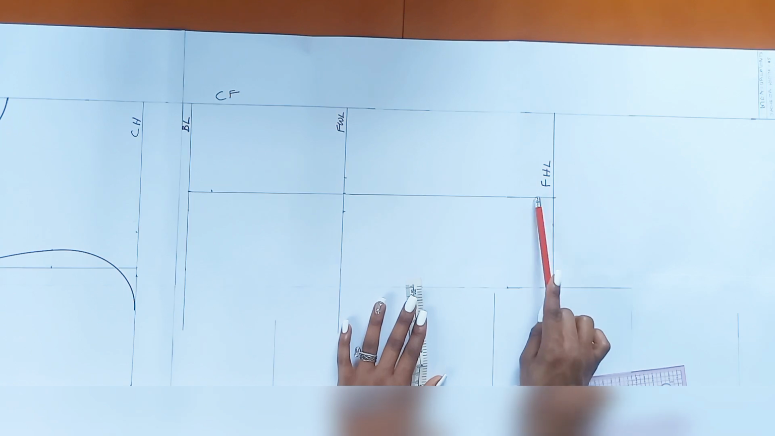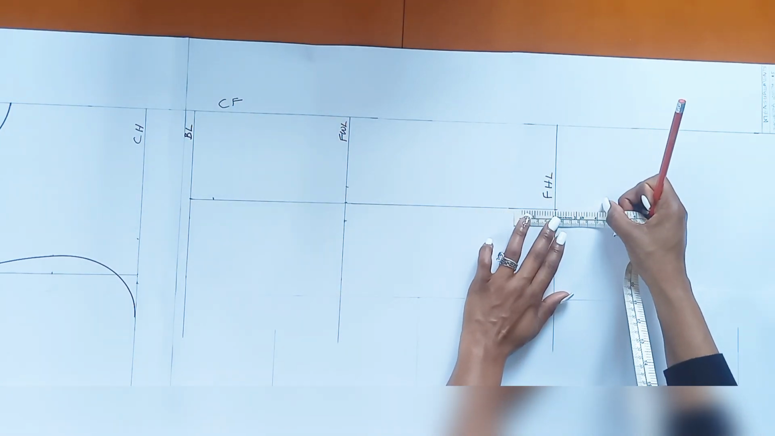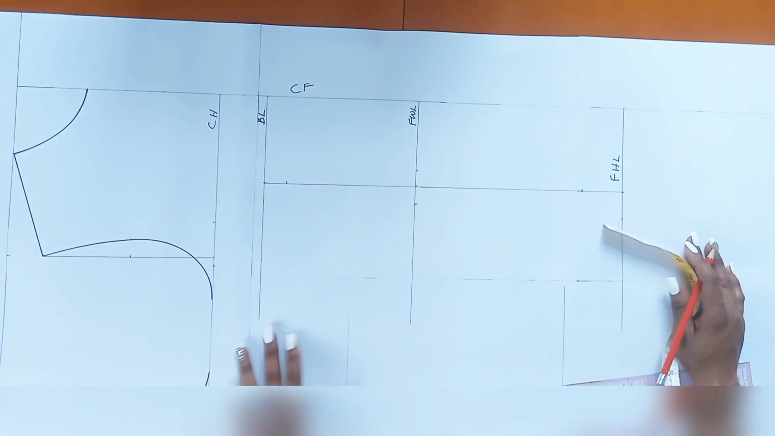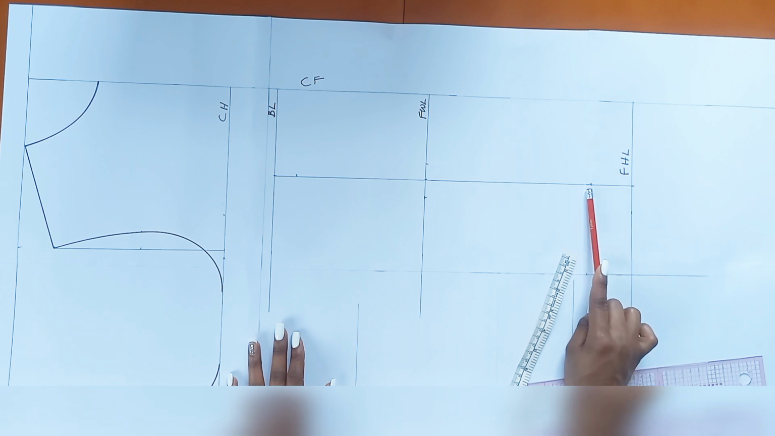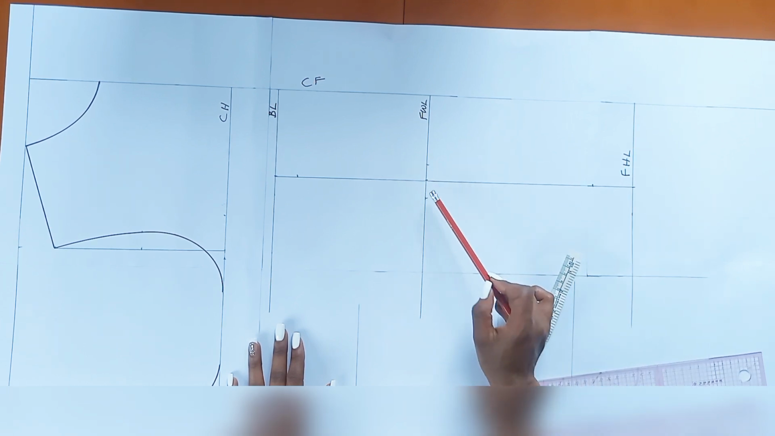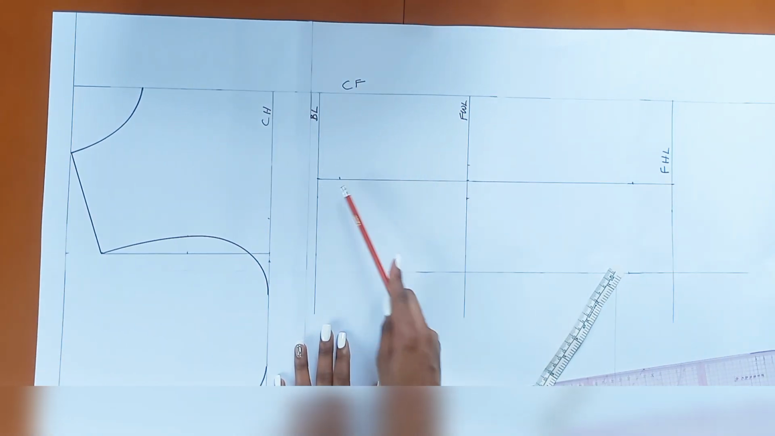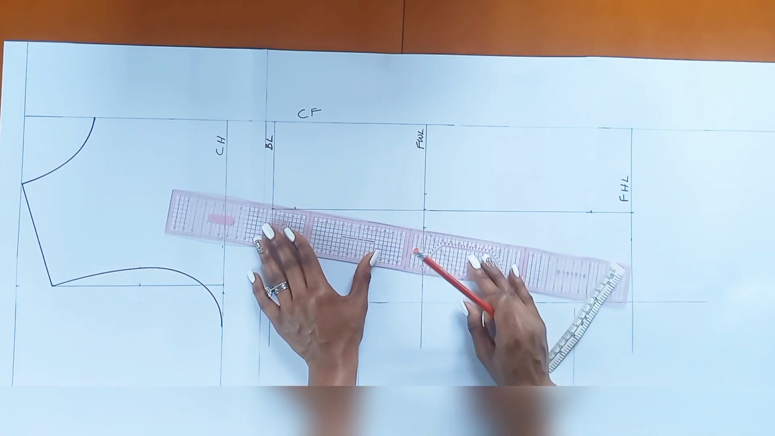On my hip line, I'll be coming up by 2 inches. So I'll come up here by 2 inches, and I'm just going to mark that. Okay. So now I'm going to be connecting these points: this point where I came up by 2 inches, these 2 points where I moved away by 0.75, and this point where I came down by 1 inch. I'm going to connect these 4 points together, and that will be my front darts.